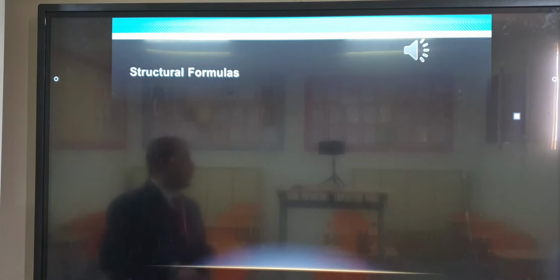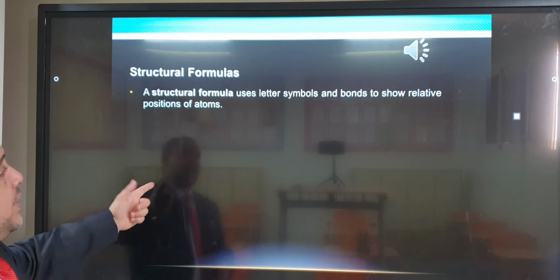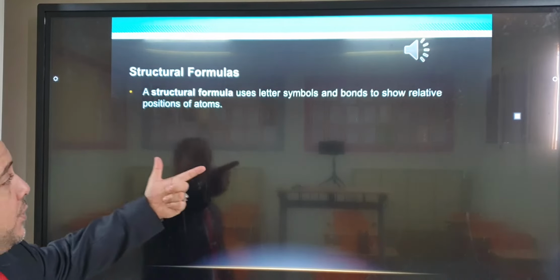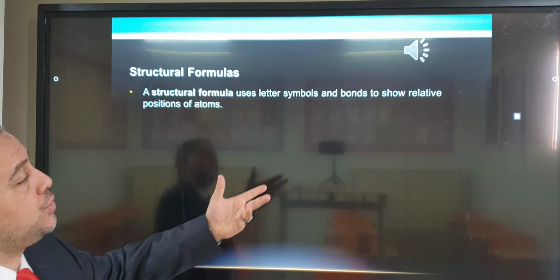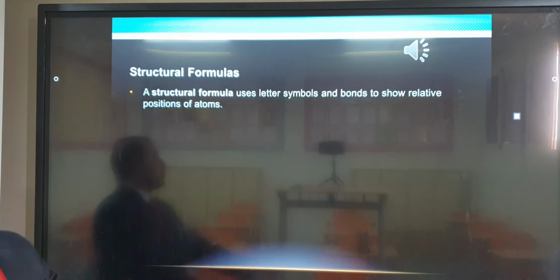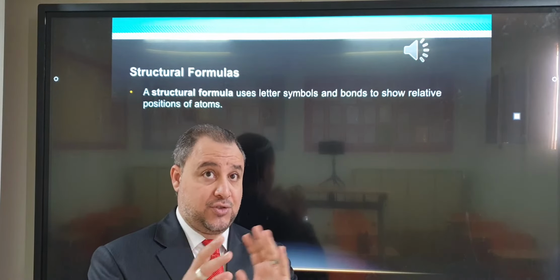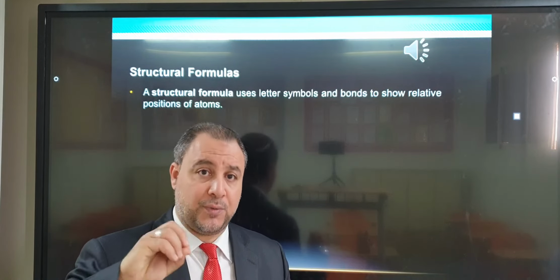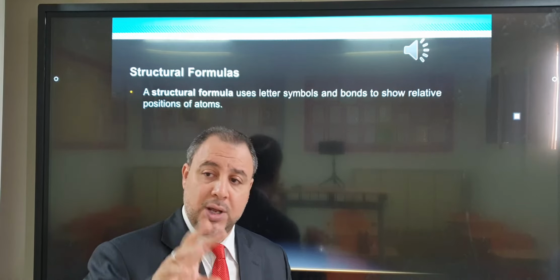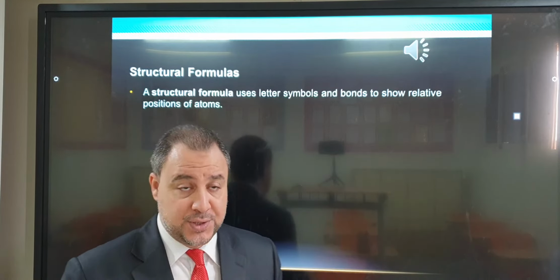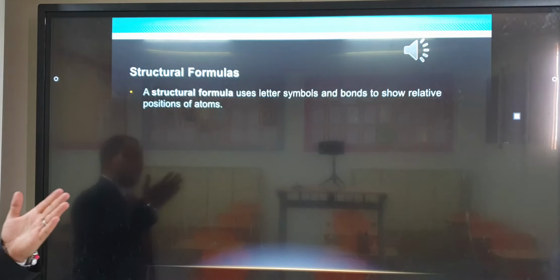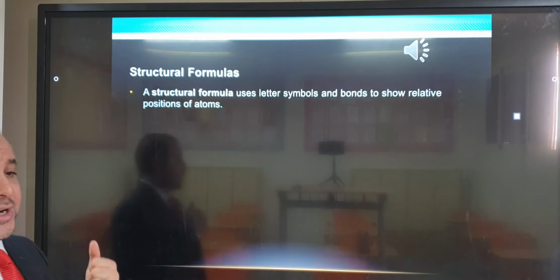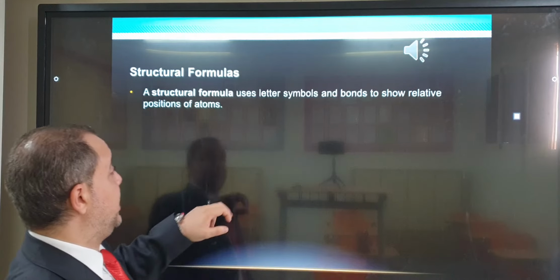After that, structural formula. What is meant by structural formula? Structural formula uses letters, symbols, and bonds to show the relative position of the atoms. Structure means what is the structure of the compound and what is the structure of the atoms that form this compound. So, structural formula uses letters, symbols, and bonds to show the relative position of the atoms.